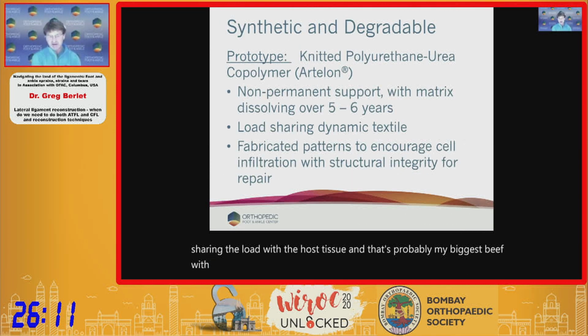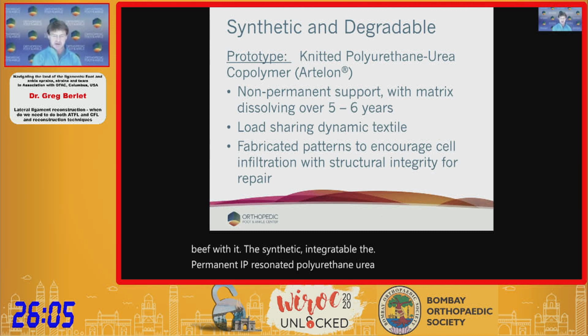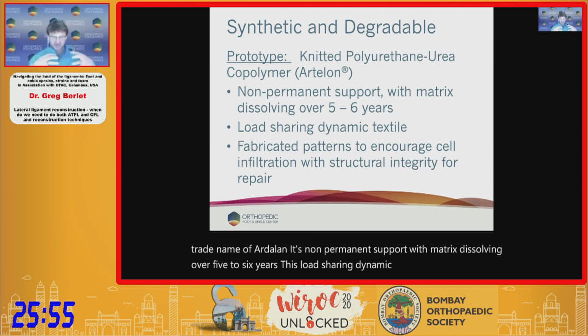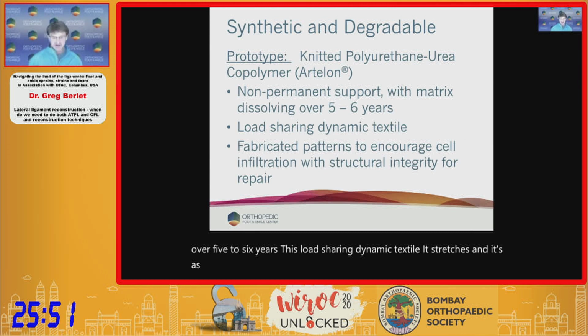The synthetic and degradable, the prototype here is a knitted polyurethane urea copolymer that goes by the trade name of Artelon. It's non-permanent support with matrix dissolving over 5 to 6 years. This is a load-sharing dynamic textile. It stretches, and it has fabricated patterns to encourage cell infiltration while maintaining structural integrity for repair.